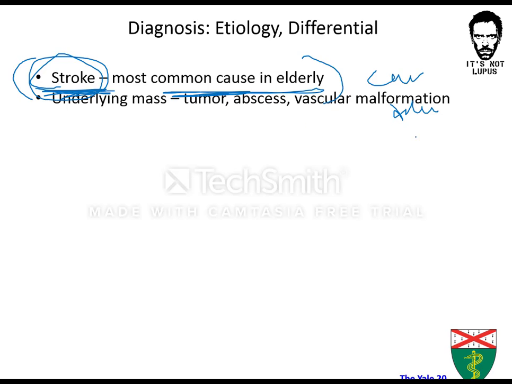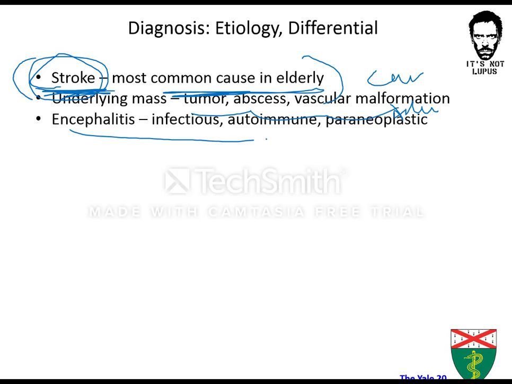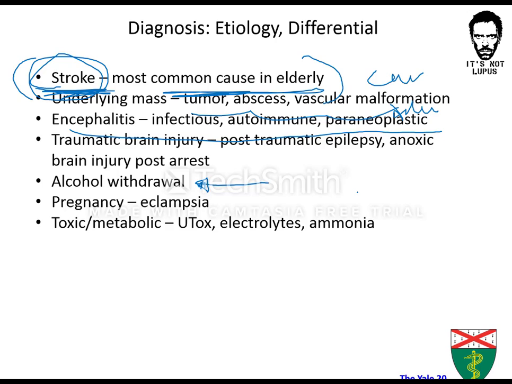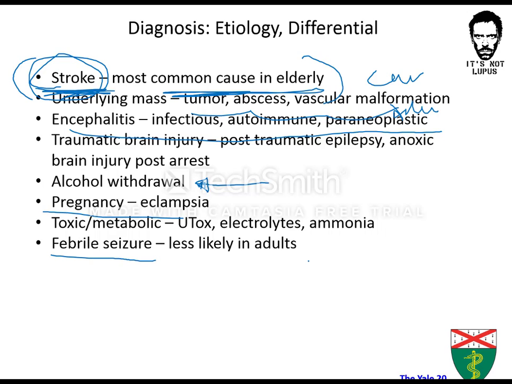Otherwise, you can have underlying mass like a tumor, abscess, vascular malformation. You can have an encephalitis that's autoimmune. You can have TBI. This can happen anytime after the injury. And of course, the thing that we see very frequently on medicine services, alcohol withdrawal. Some other things that you can think of, especially if patients are kind of in a different population than we usually see, for example, a febrile seizure in an infant or a hypertensive pregnant woman.